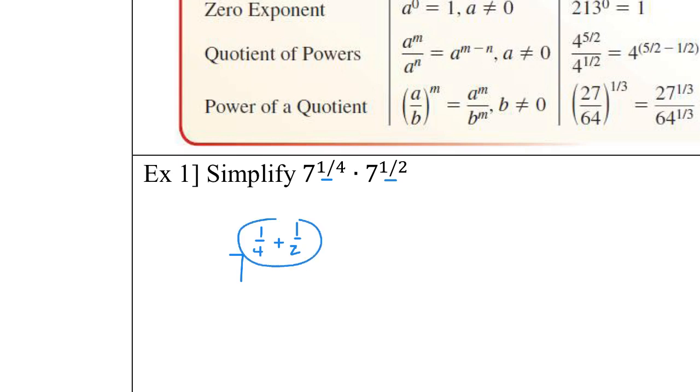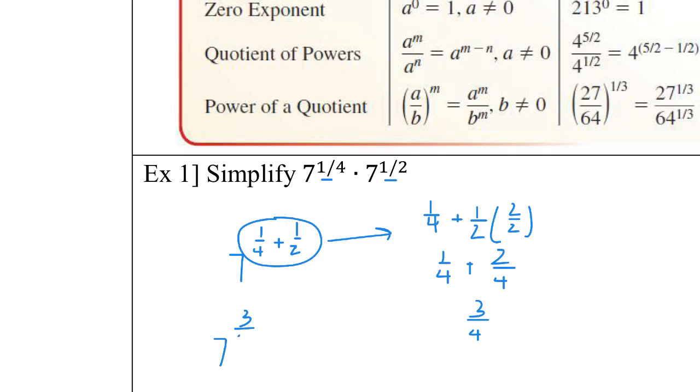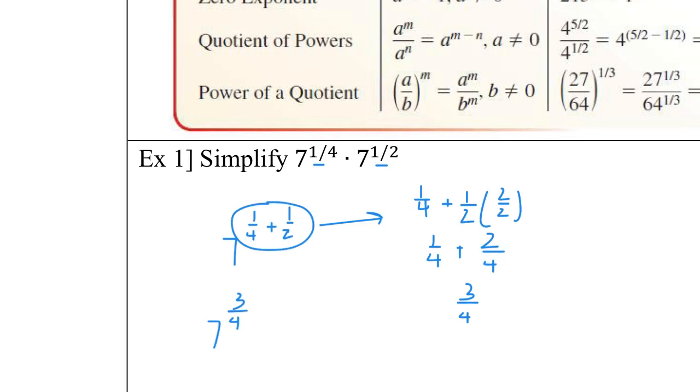So I'm going to do this little piece on the side. So 1 over 4 plus 1 over 2. Remember, adding fractions, you need common denominators. So I'm going to multiply by 2 over 2. So this becomes 2 over 4. So 1 over 4 plus 2 over 4 makes 3 over 4. So your simplified version with this is 7 to the 3 over 4 power. Let's work with some more rules.